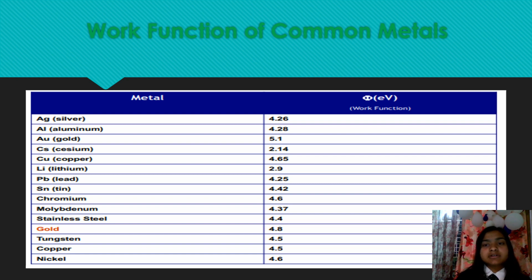Now, there are some common metals. The work function of common metals. These are the metals: silver, aluminum, gold, cesium, copper, lithium, lead, tin, chromium. These are all metals, and this is the work function. Work function is denoted by phi, and its SI unit is electron volt.